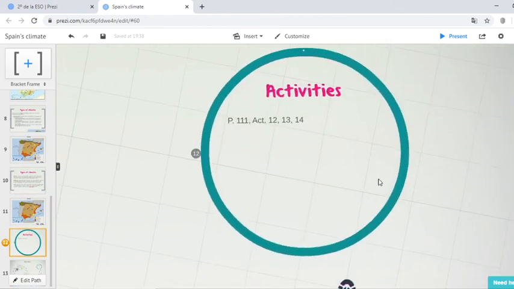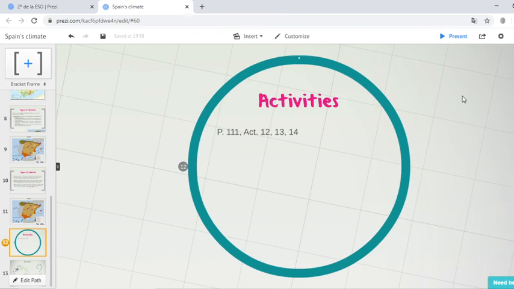So we're done for today. Some activities from page 111. I know I'm skipping some parts of the following unit, but just stick with the page and activities.